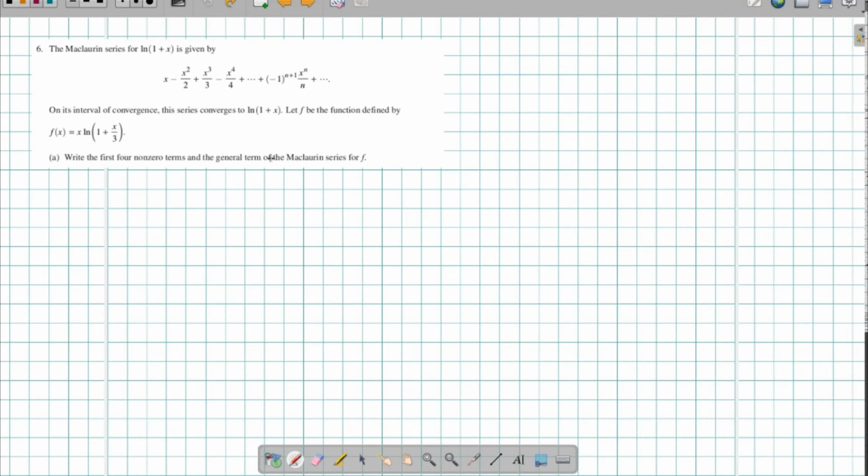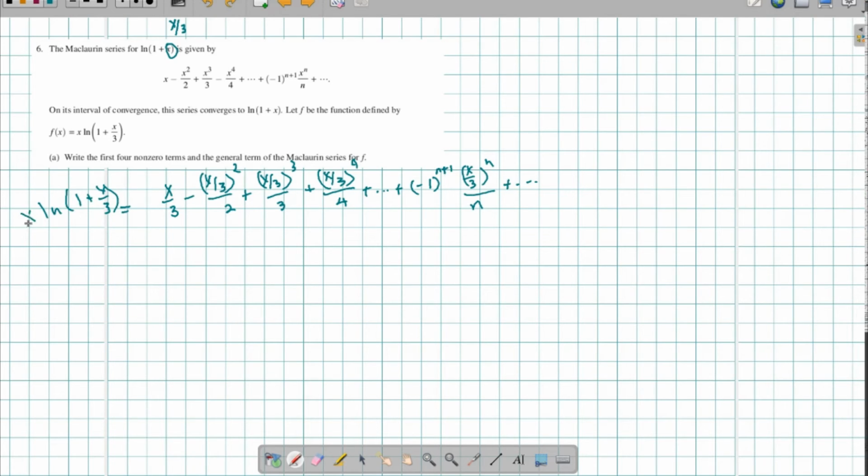So what's happening here? Everywhere that I see an x, I'm replacing with x over 3. So this is going to be x over 3 minus x over 3 squared over 2 plus x over 3 cubed over 3 minus x over 3 to the 4th over 4 plus dot dot dot. And this is still an alternating series. This is going to be x over 3 to the n over n. Now that's just the natural log of 1 plus x over 3.